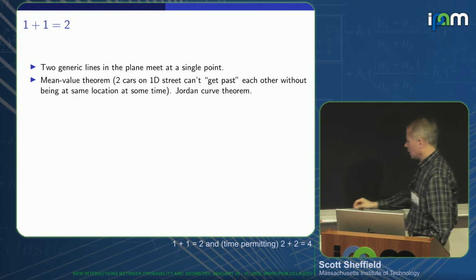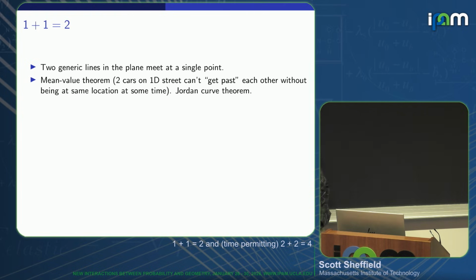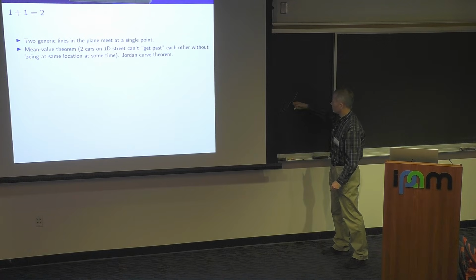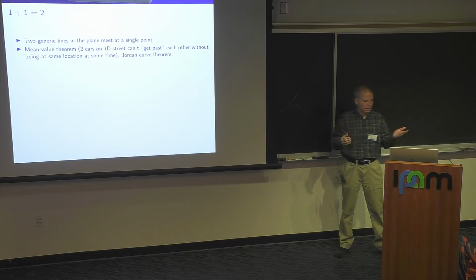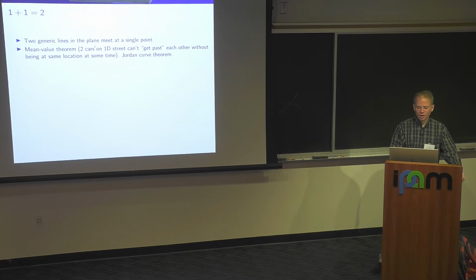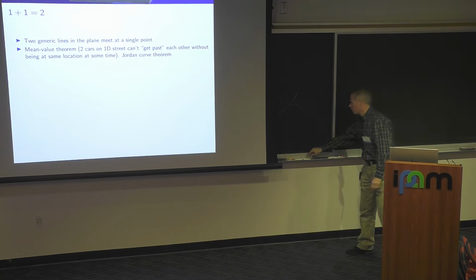It also, if you had 2 curvy lines, like graphs of a function, and one crosses the other, then their difference has to be 0 at some point. That's 2 cars on a one-dimensional street can't get past each other without being at the same location at some time. There's also what they call the Jordan curve theorem.